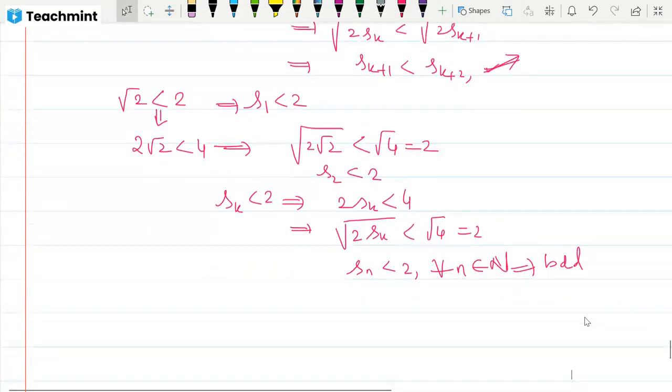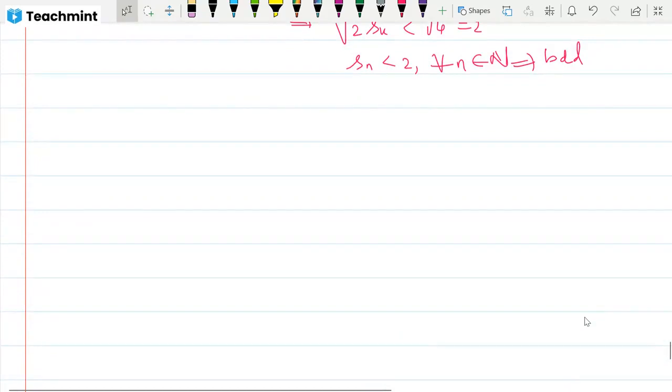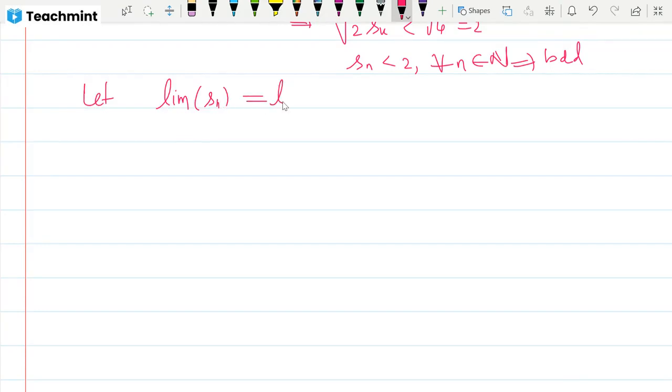Why does it converge? Because it is increasing and bounded, we say this sequence is convergent, by the monotonic convergence theorem. Since it is convergent, it has a limit. If a sequence has a limit, then we say the sequence is convergent, or if the sequence is convergent, then it has a limit. So let the limit of Sn be L. Okay, so if the limit of Sn is L, then the limit of Sn plus 1 is also L.